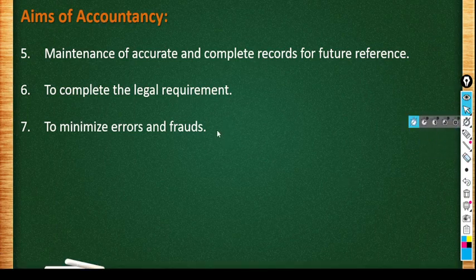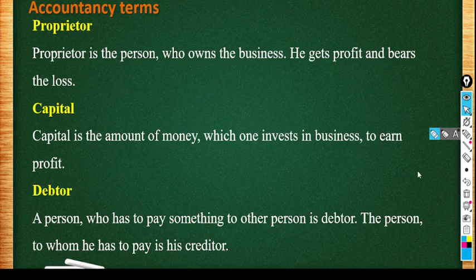So first we should know what is business. A business is an activity of buying and selling of goods or rendering services with the motive to earn profit. So when a person is doing business, the main motive is to earn profit. If he is not getting profit, he will close the business. If we continuously get business losses, it means something is not being maintained properly. So here you should know the business terminologies or accountancy terminologies.